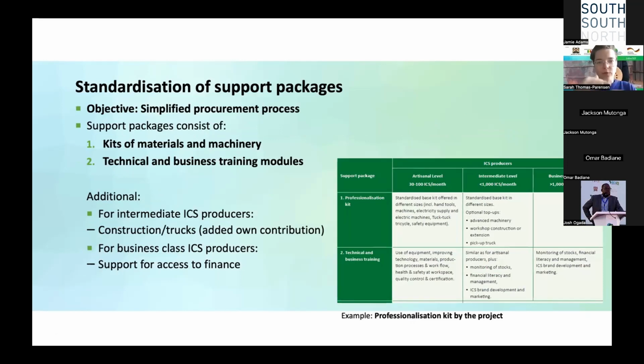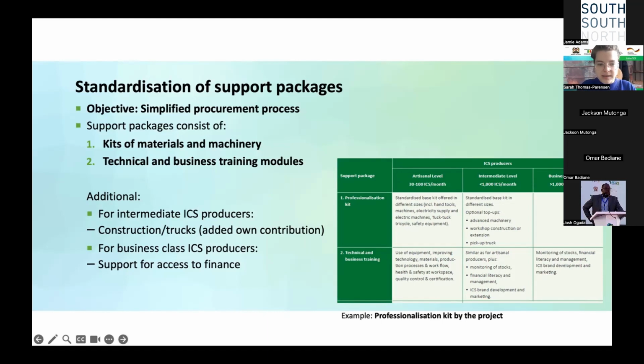So basically, after grouping these ICS producers into these three different categories and evaluating their needs based on these three categories, we have developed standardized support packages. And thereby the objective is on one hand to have a simplified procurement process, but also, as said before, to be able to provide targeted support, but also to be able to reach a high number of ICS producers with the support. So basically, the support packages consist of two kinds of categories, generally speaking.